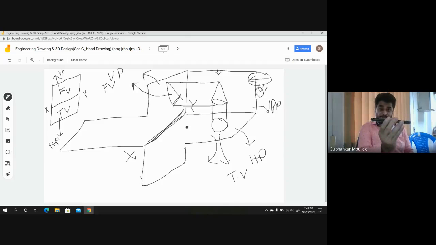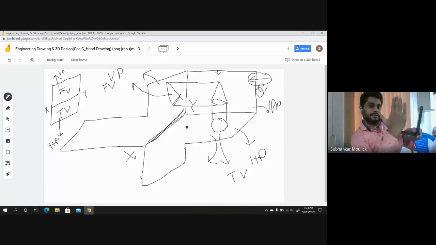We have to rotate. This is my HP. This is my vertical plane. And if I consider my hand like this, this will be my PP. Yes or no? This hand is nothing but my profile plane. At present, I cannot draw because it is 3D.